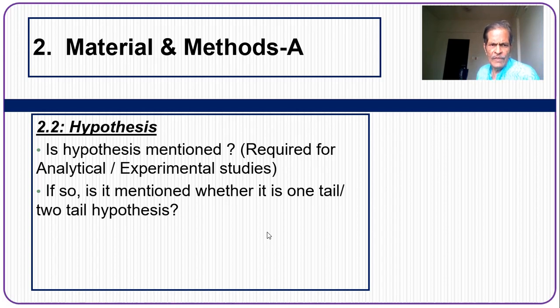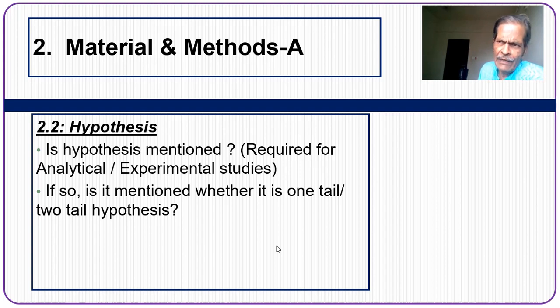And if so, whether it is mentioned, whether it is a one-tail or two-tail hypothesis, or some may refer to it as a one-sided hypothesis or a two-sided hypothesis. So statement of hypothesis and statement whether it is a one-tailed or two-tailed hypothesis is very essential, because many other things depend on this hypothesis. Statement of hypothesis is not an essential criterion for many descriptive types of the study. So one may excuse the authors if the hypothesis is not mentioned in a descriptive study.